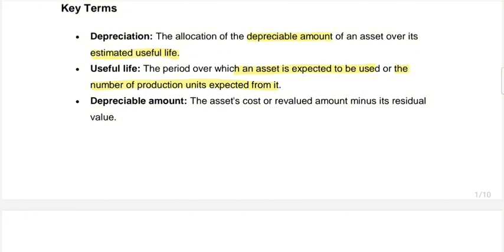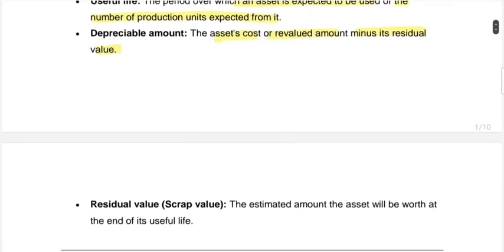Depreciable amount is the asset's cost, or the revalued amount, minus its residual value. We are going to see now the kinds of methods used to calculate depreciation, but depreciable amount is simply the amount of the asset that is going to be used to charge or calculate the depreciation. So it's the value of the asset which we are going to be using to calculate the depreciation charge every single year.